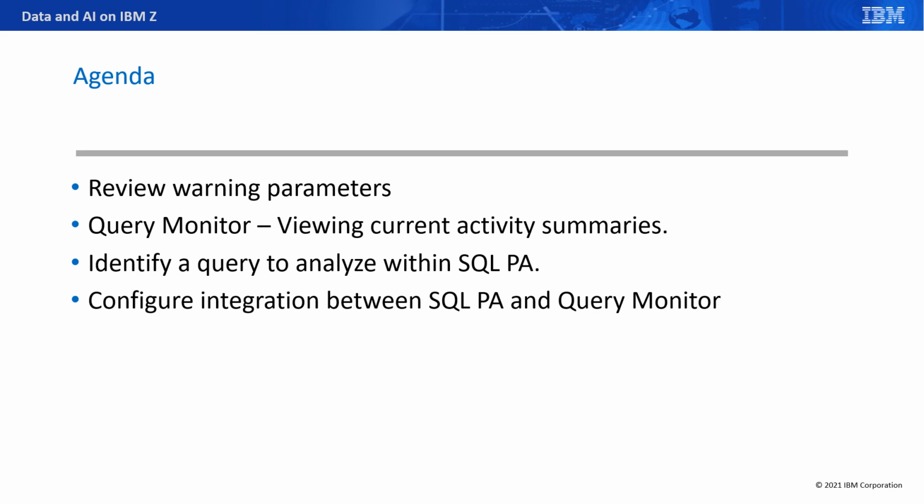Prior to opening the DB2 Query Monitor, I'll review the SQL PA system warning parameters to show you some expected results. With that covered, then I'll open the DB2 Query Monitor and view current activity summaries, navigating to queries which ran against a specific subsystem and user. Then I'll view the query that I ran a short time ago and transfer it into SQL PA. Once costing is complete, the query limits report will populate and identify where the query has exceeded parameters. Finally, I'll cover the integration parameters between SQL PA and the query monitor.